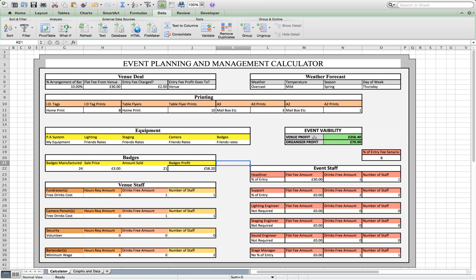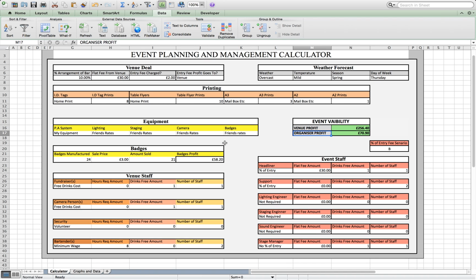This section shows the event viability for both the venue and the organizer. It's important that any event that you do, whether it be a long-standing one or a one-off, is not only profitable for you but profitable for the venue. In this case, you is the organizer. Profit is actually the charity, the amount of money made for the charity.